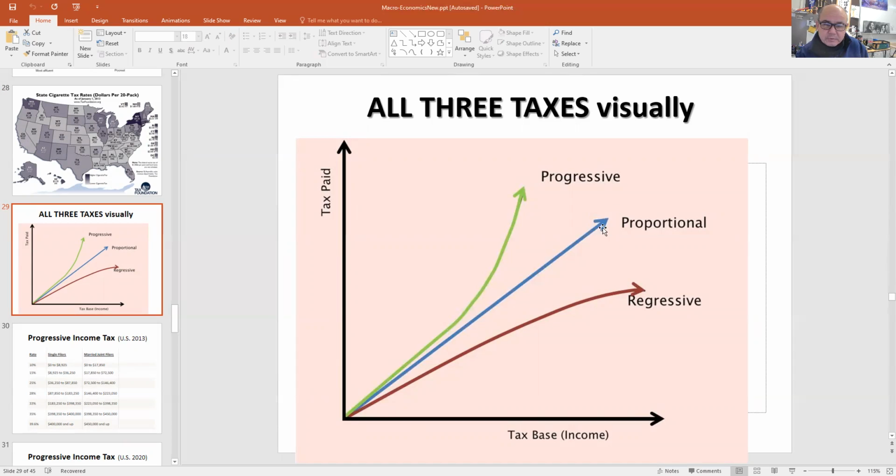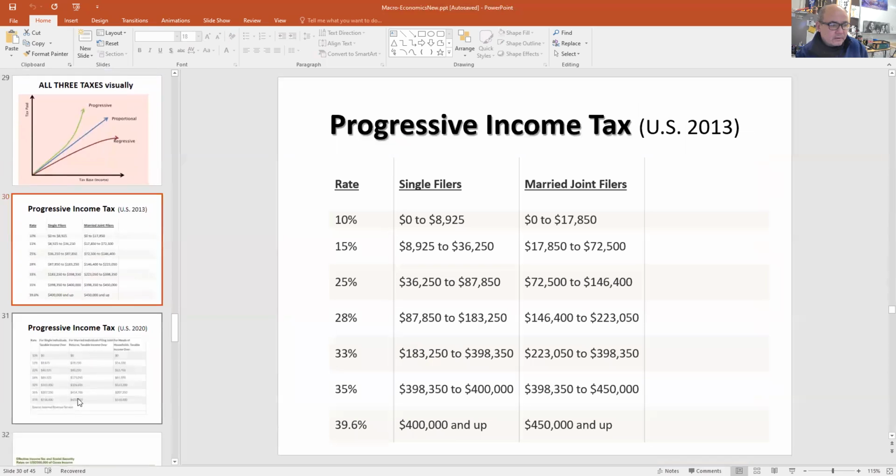Proportional tax is perfectly proportional. There's no slant one way or the other. Now, a rich person is going to pay a greater tax than a poor person would, but the proportion remains the same. And then the regressive taxes show that the burden eases up. It's not as bad as you get more rich. So all three of these are still in use in all portions of the United States, whether it be federal government, state government, or local governments, sales taxes, property taxes, etc.